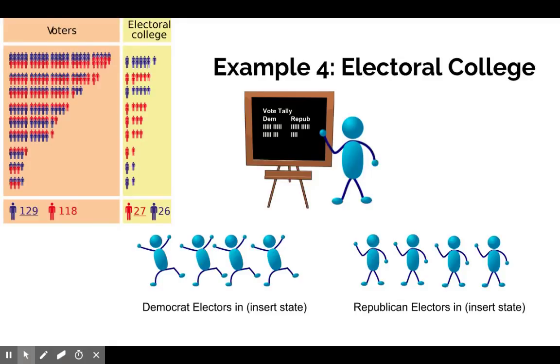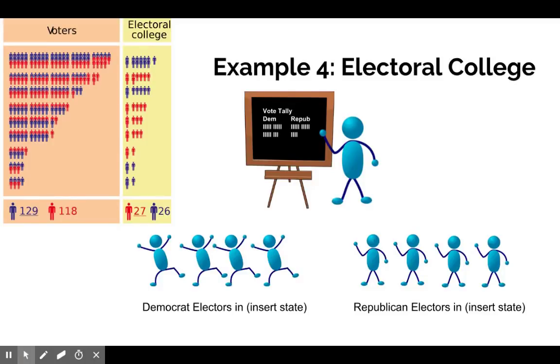Most states are winner-take-all. Step 3, we count the electoral votes, and Congress does this. You need 270 electoral votes to win. The goal of the Electoral College is to not give power to the masses, it's to give power to people who are informed about the government.